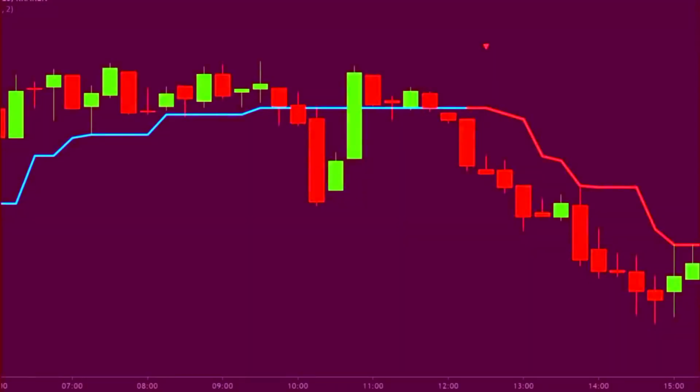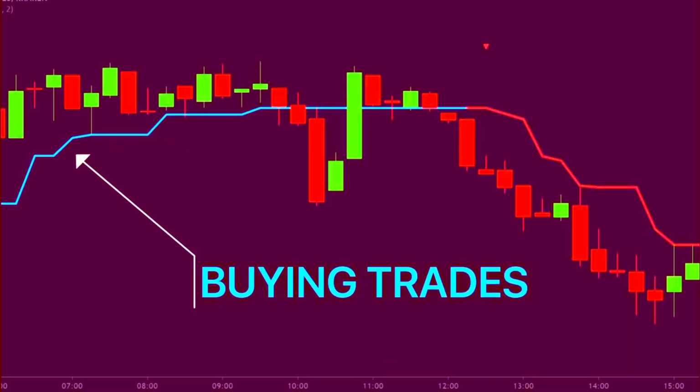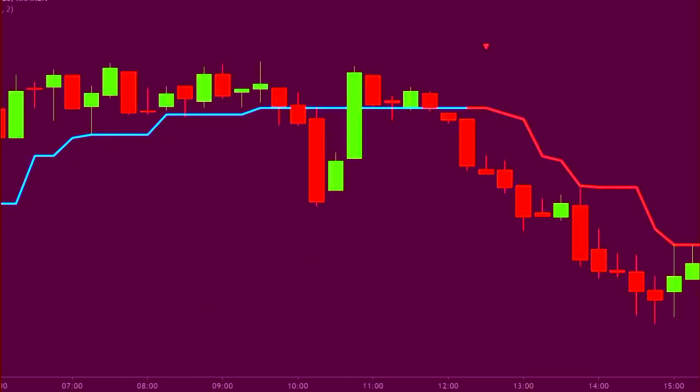So when the Half Trend is blue, we will only look for buying opportunities. On the other hand, when the Half Trend is red, we will only look for selling opportunities.